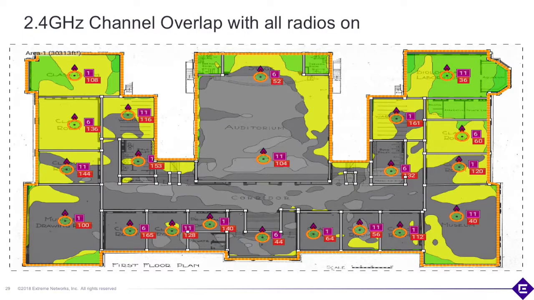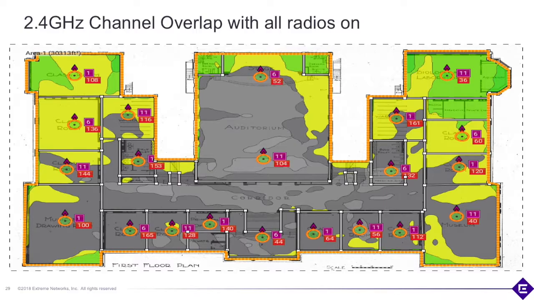So this is a mock-up of a school that I put together in Ekahau, which once again is our modeling software for our APs. And you can see that they have an AP per classroom scenario, and you can see the gray is a substantial amount of channel overlap. We have multiple APs on the same channel in 2.4.